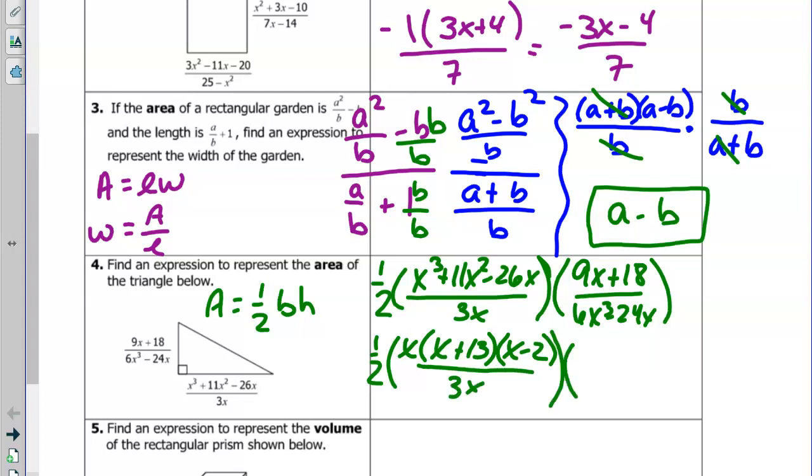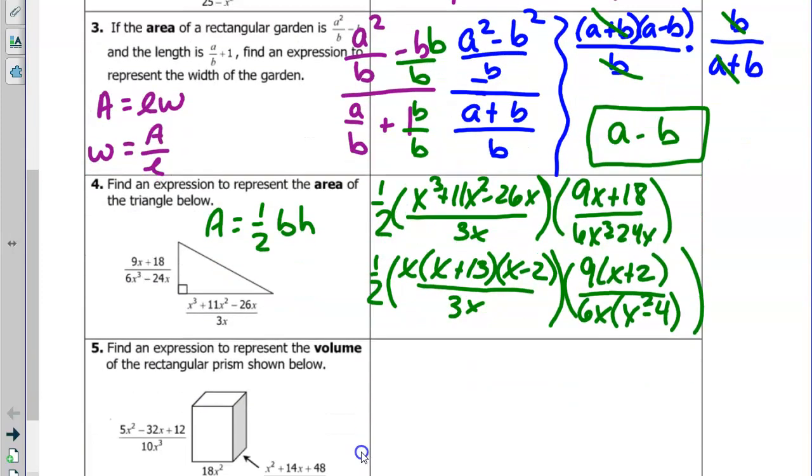What about 9x plus 18? What does that factor to? Take out 9 and then x plus 2. And then on the bottom, take out 6x. And then you have x squared minus 4. And we get x plus 2, x minus 2.